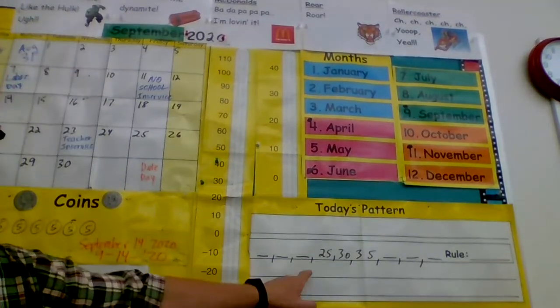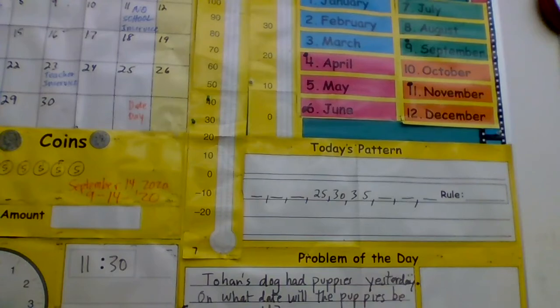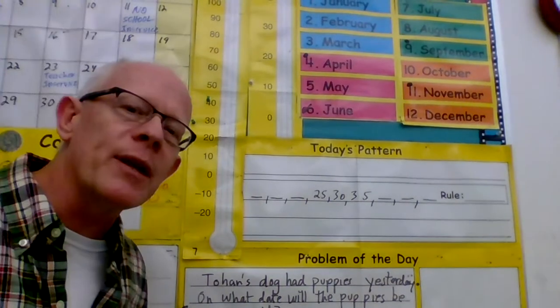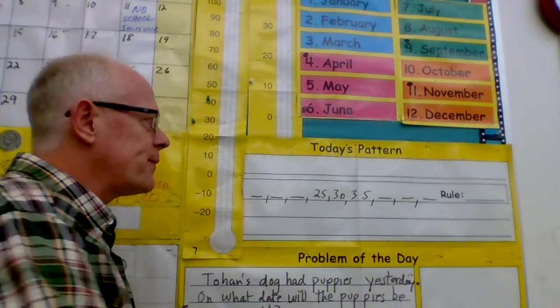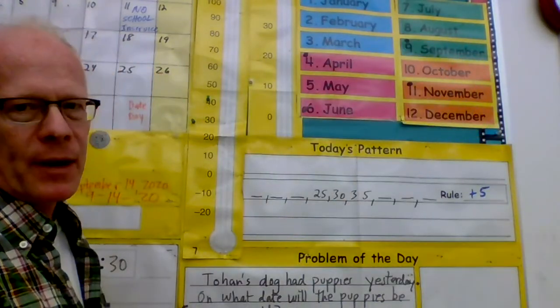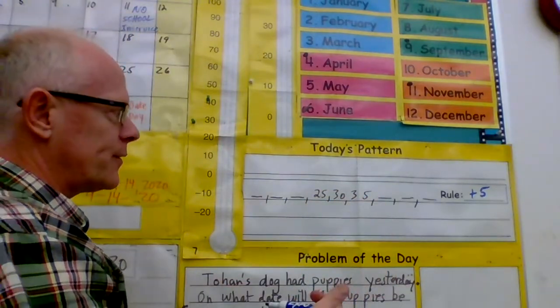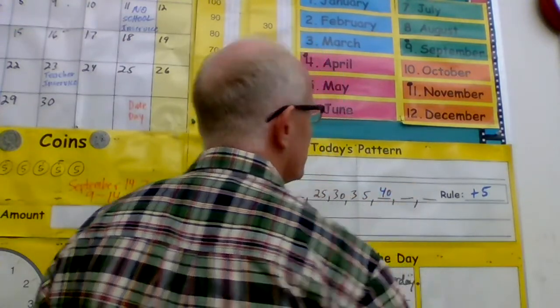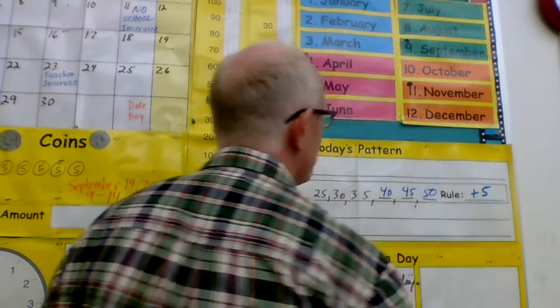Good. All right, let's look at our pattern for the day. Here's our pattern, if you can see that. It starts at 25, then 30, then 35. Do you notice how much it's going up, boys and girls? Yep. If you said it's going up by 5, you're right. So we would write plus 5 on the rule. So if we're at 35, we count the next 40, and then the next 45, then 50.